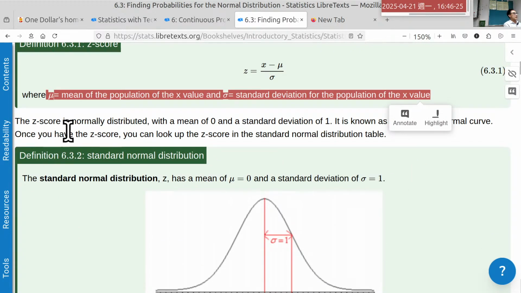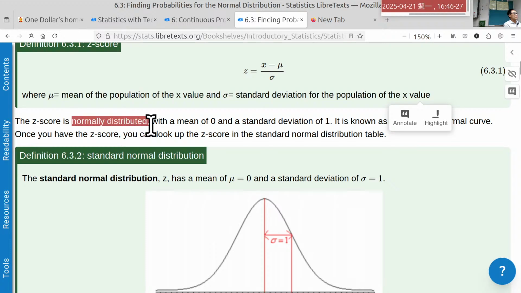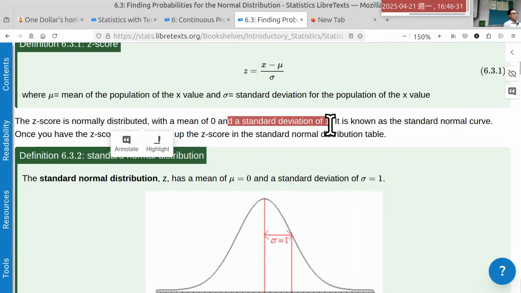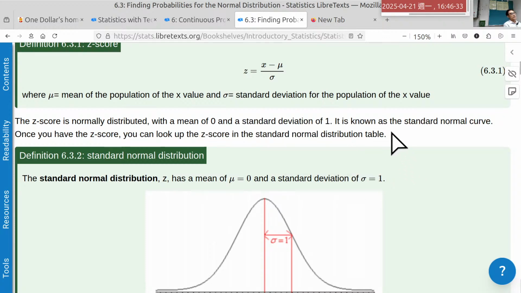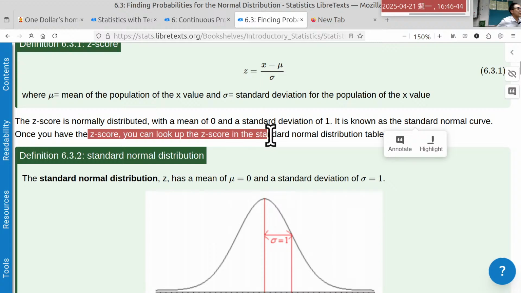The z-score is normally distributed with a mean of 0 and a standard deviation of 1. It is known as the standard normal curve. Once you have the z-score, you can look it up in the standard normal distribution table.